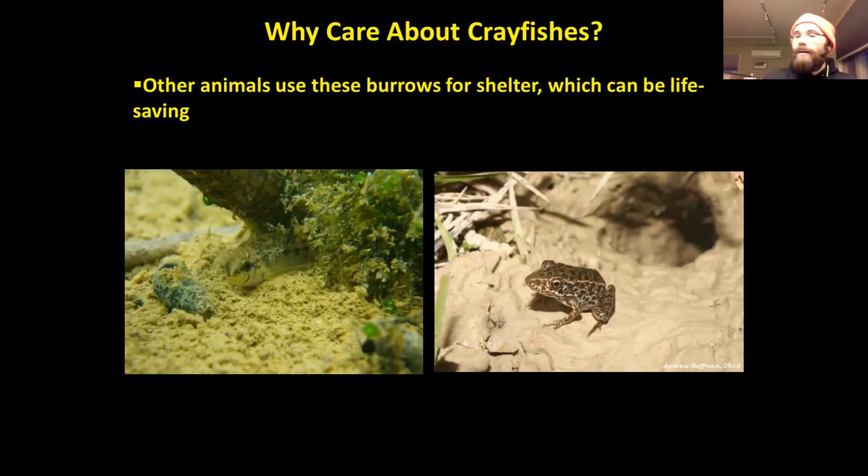You have also out in Western Pennsylvania, the Eastern Massasauga rattlesnake that hibernates, or brumates, in crayfish burrows for the winter. So if you get rid of the crayfish and you don't have those burrows, you're also going to miss out on these other animals that are using them for shelter.